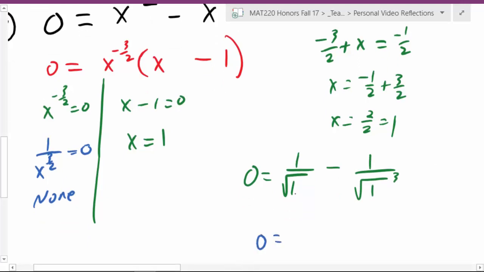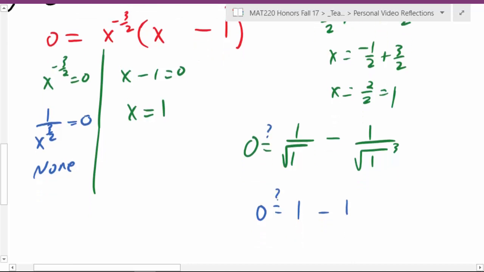And we say, okay, square root of 1 is 1. So 1 divided by 1 is 1. Minus square root of 1 is 1, cubed is 1. So 1 over 1 is 1. And hey, look at that. I'll put a little question mark saying, is this true? And as we just discovered, 0 equals 0. Yay, it's true. So therefore, our solution is x equals 1.